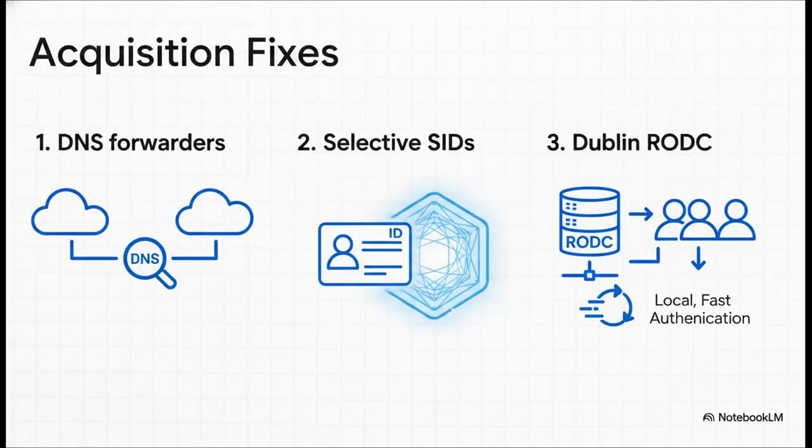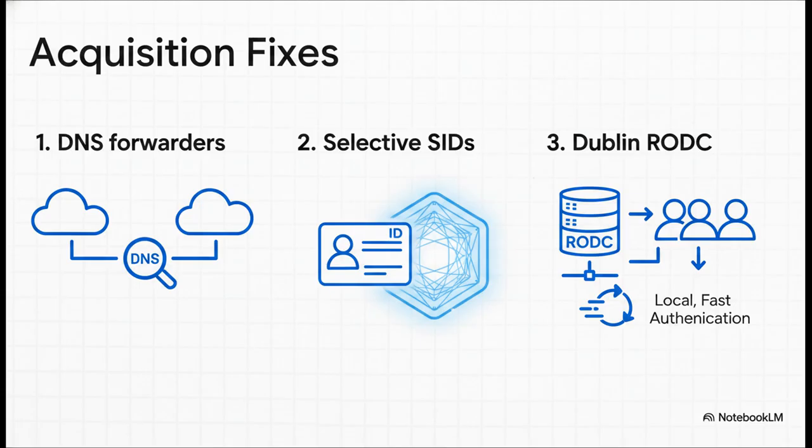Now I want to share some architect-level tips here, because 3 exact problems broke this implementation in the wild. First, the trust creation failed immediately because the forests couldn't even find each other. The fix: setting up DNS conditional forwarders. Second, some of those Ireland users had old SID histories that were just getting blocked by default security. The fix there was applying selective authentication rather than turning off SID filtering entirely.